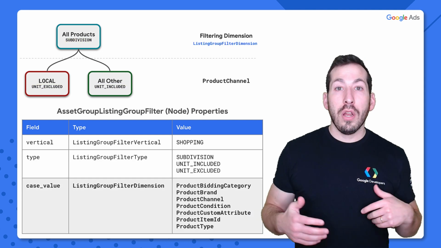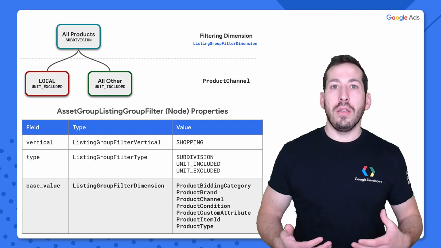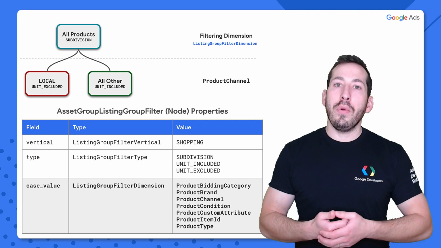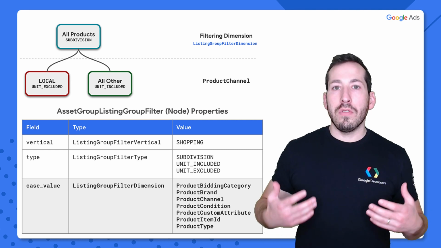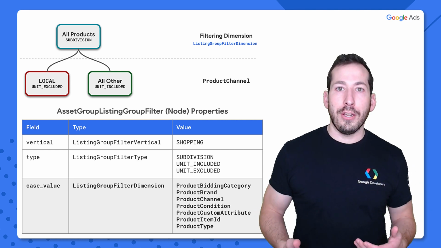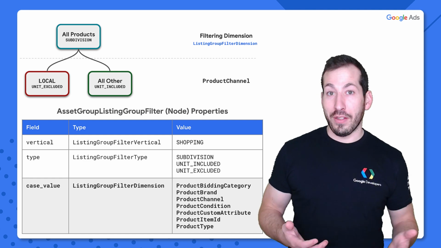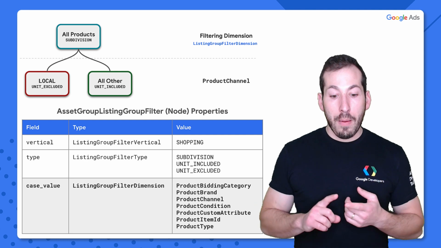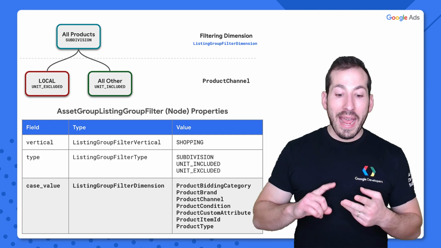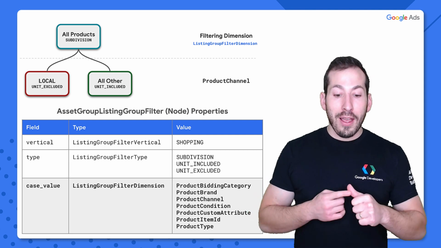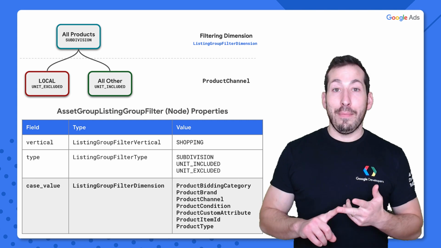Now, finally, I want to talk about a field called case value. And this is basically how we determine what value to filter on. This is our filtering dimension. There are 7 different options for dimensions that we can filter on. So we have product bidding category, brand, channel, condition, custom attribute, item ID, and product type.